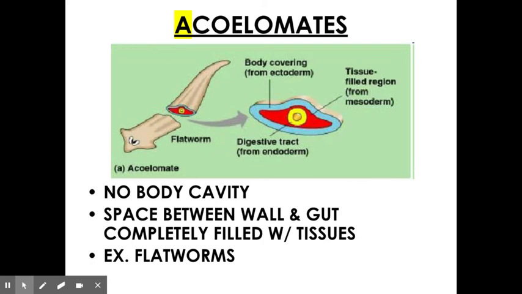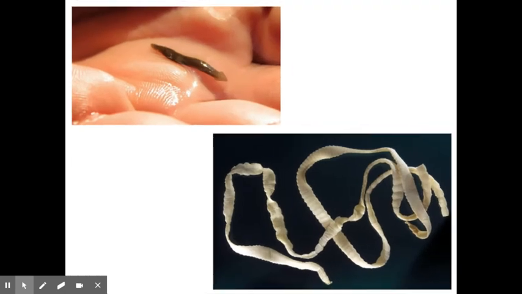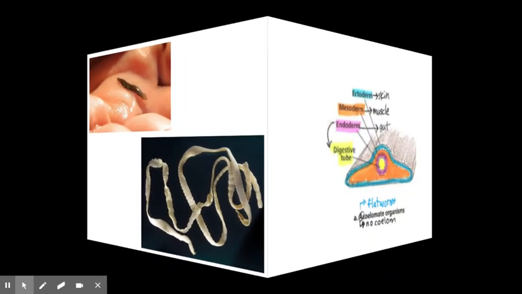Examples of animals that are acoelomates or have an acoelom are flatworms. Flatworms are incredibly flat, small, ribbon-like, like the planarian in the upper picture, or the tapeworm. And so they're so small, there's just not space for anything other than the tissues and their very, very simple organs, organ-like things, which we're going to learn about at a later date.